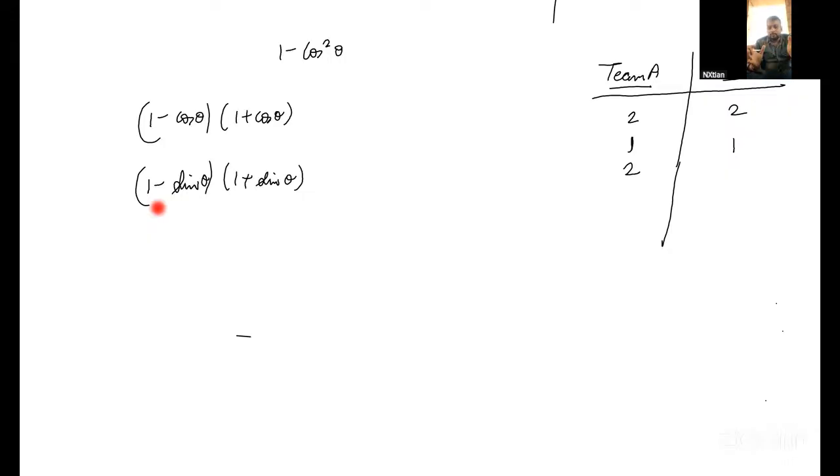If you are able to give the answer, you will get full marks. But if you're not able to give the answer, then you will get 1 mark. No, I don't know, sir. Okay, you can give me the answer. Okay, so the answer is cos square theta. Yes, cos square theta. We will give 1 mark.